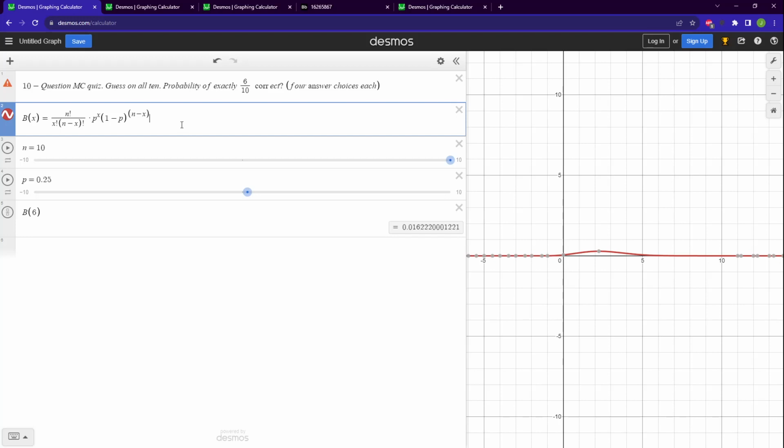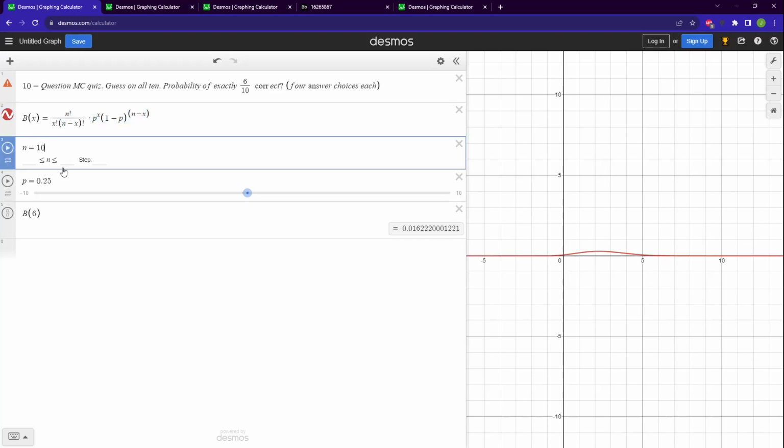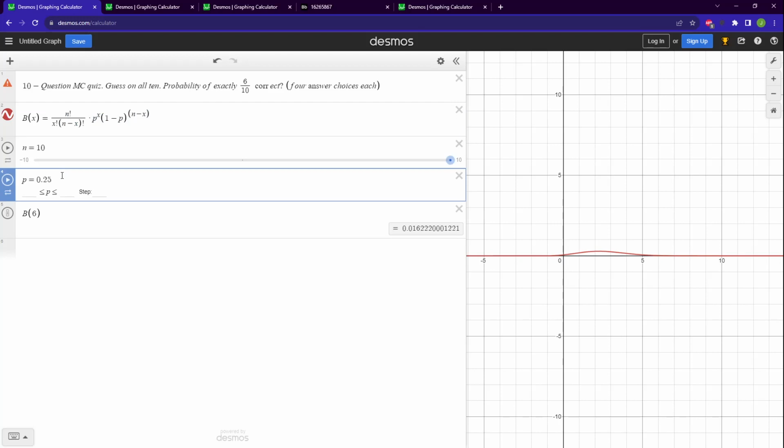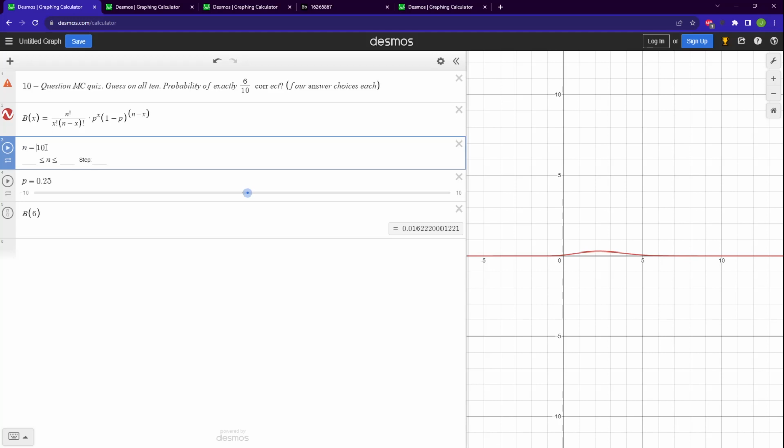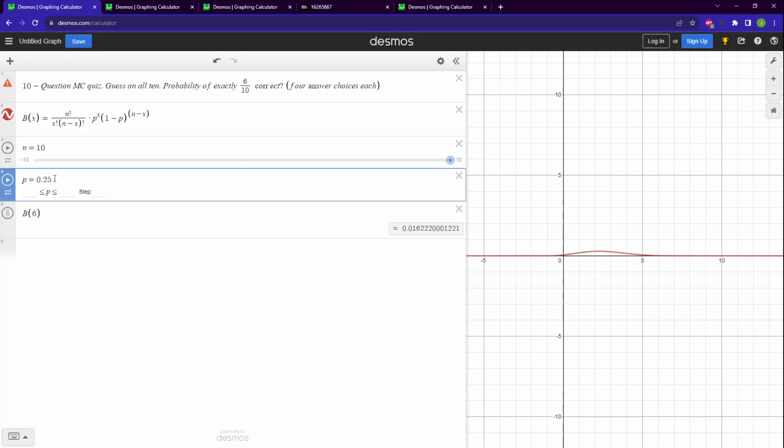So once you type out this full formula, what's going to happen is right below it, you will receive prompts to add n and p as inputs. If you don't see those sliders, you can put n equals, in this case 10. And then you can put p equals, in this case 0.25.